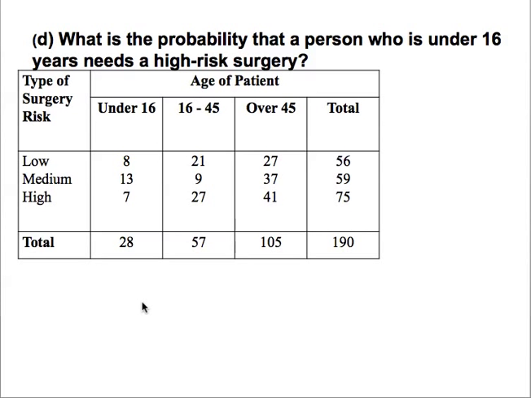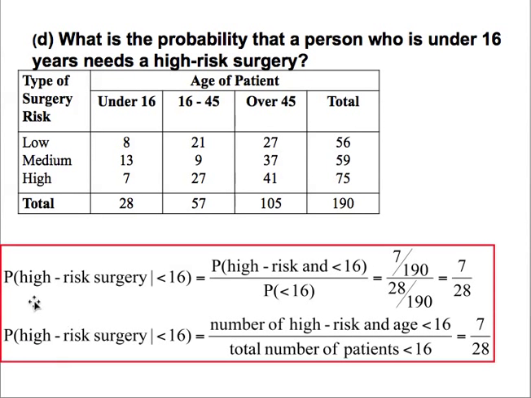randomly selecting a patient as we did in the previous examples, right? Here, what is the probability that a person who is under 16 years needs a high risk surgery? All right, so we know that the person is under 16 years, so that's given. And we want to find the probability that they need a high risk surgery, right? So what we want to find is the probability of a high risk surgery given that the patient is less than 16 years. So it's the probability of having a high risk surgery and the patient is less than 16 years over the probability that the patient is less than 16 years.